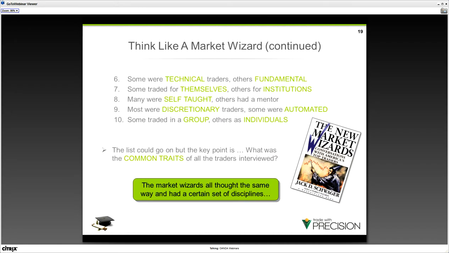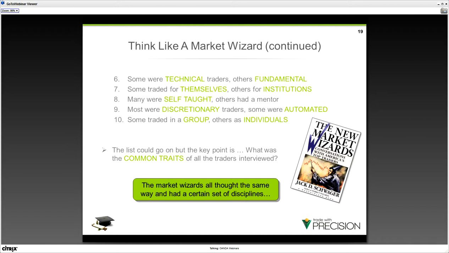A few more differences here between these traders. Some of them were technicians, others were fundamentalists, simply meaning that some used price as their primary reason to trade, and others used various fundamental data like economic news, interest rates, etc. And so these traders all traded for different reasons. Some traded for their own account, others traded for institutions. Many of them were self-taught, others had a mentor of some kind or another. Most of the group were discretionary traders, with some being automated or algorithmic oriented, and some traded as part of a group, others just traded as individuals.